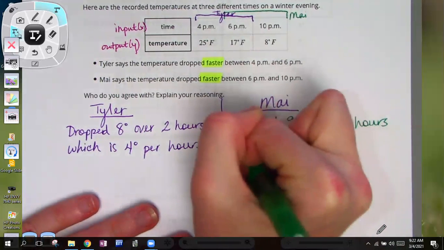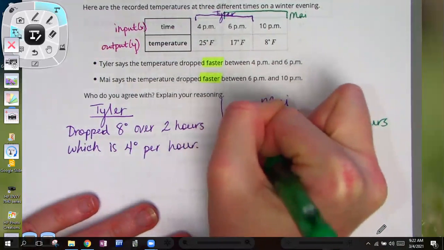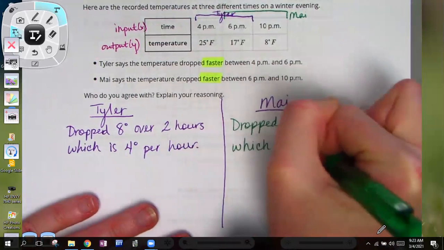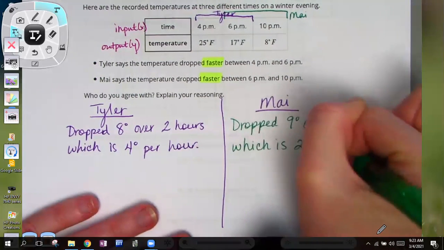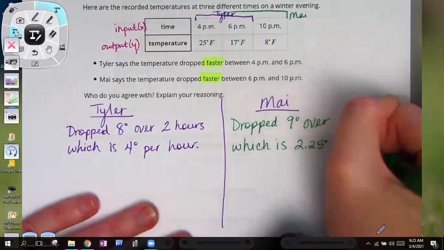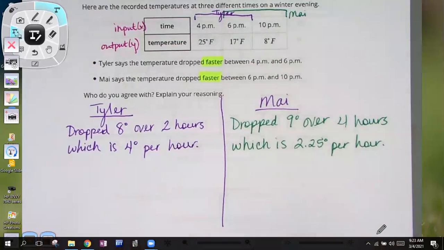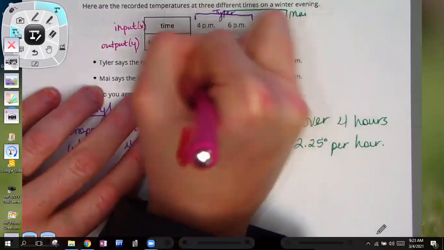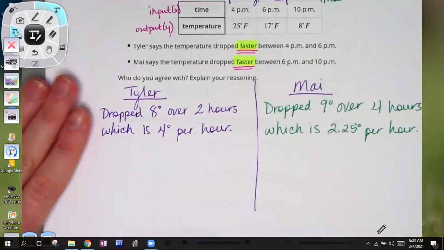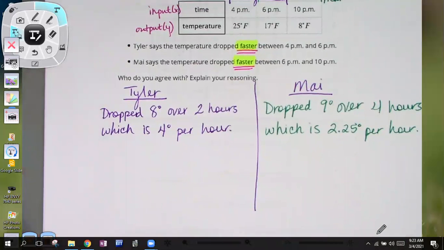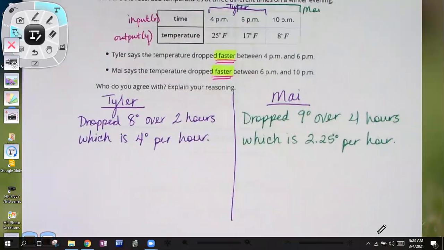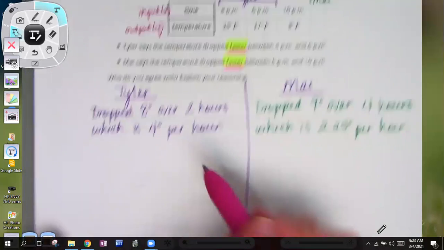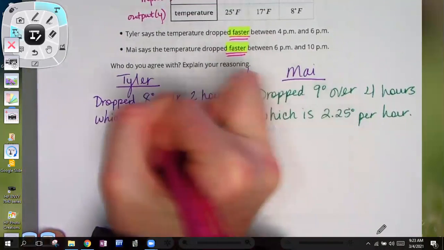2.25 degrees per hour. Okay, so when we're talking about that term faster, I want you to think of the term rate. When we're talking about rate, we're talking about how much something is changing over a period of time. So this is changing 4 degrees over a period of time.